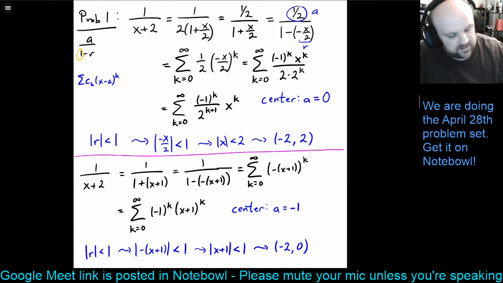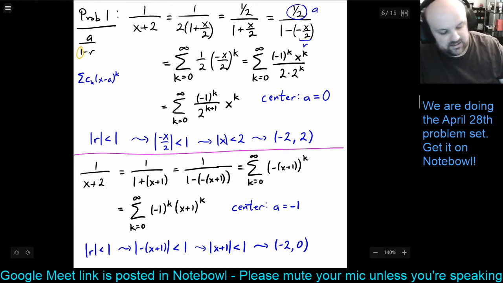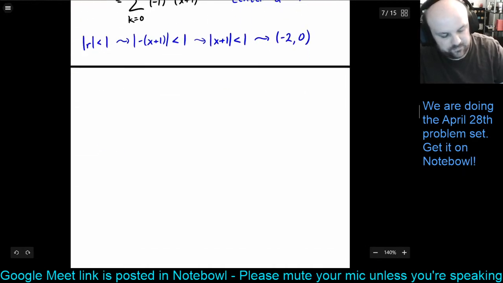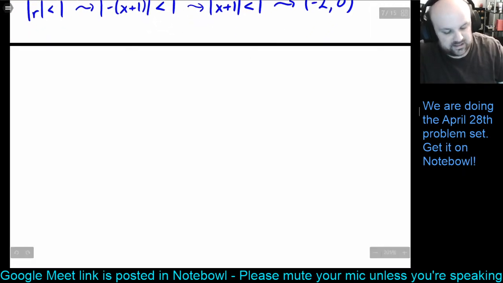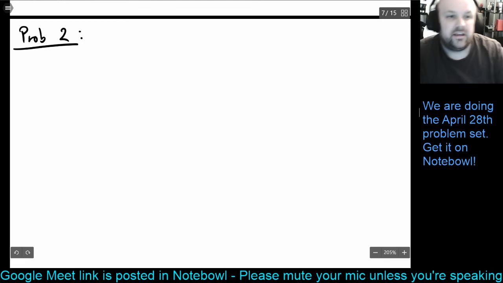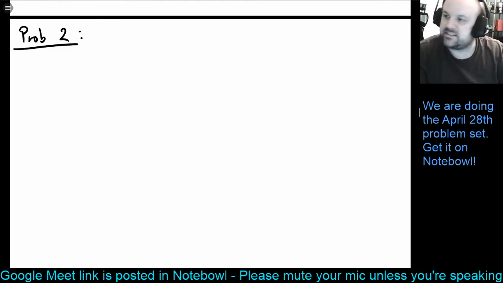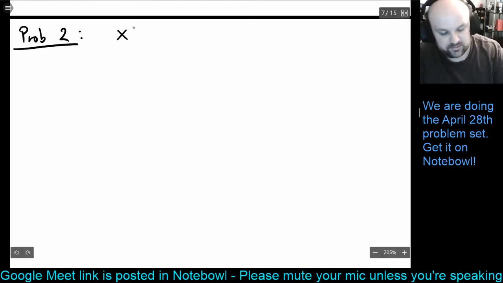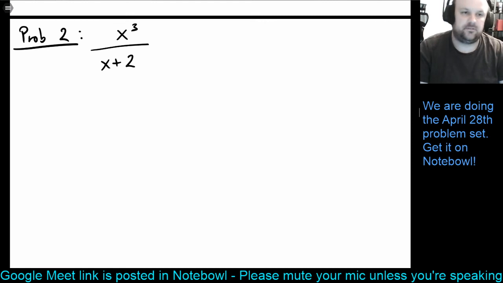Awesome. Okay, so let's look at problem 2. In problem 2, we're asking for a power series representation of this function, x cubed over x plus 2. See if you can come up with any ideas on how to do that one.